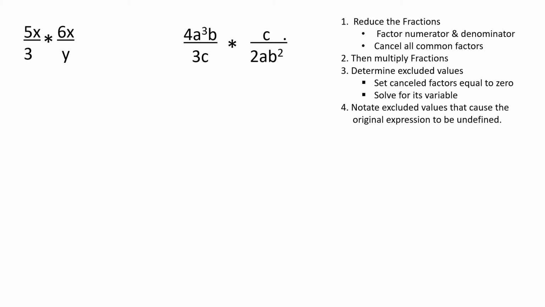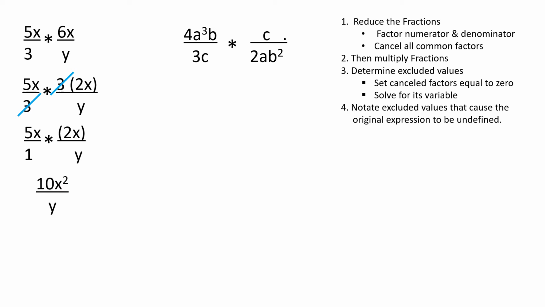So let's look at the first problem. I'm going to make this 6 here into 3 times 2. All right, so everything's in factored or prime numbers. Then I'm going to cancel common factors. So my 3's factor out. All right, there is no y that factors out. So now that you've factored everything, you're ready to multiply straight across. And so you end up with 5x times 2x is 10x squared, and 1 times y is y.